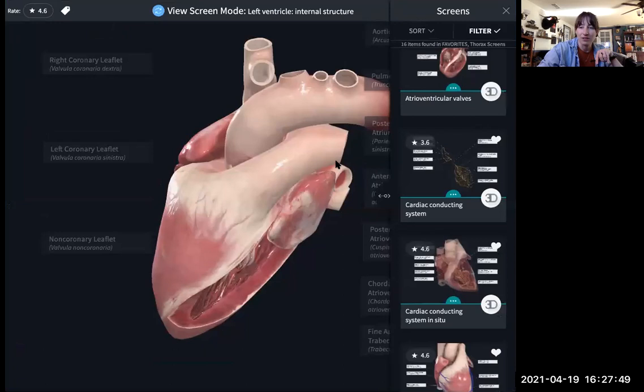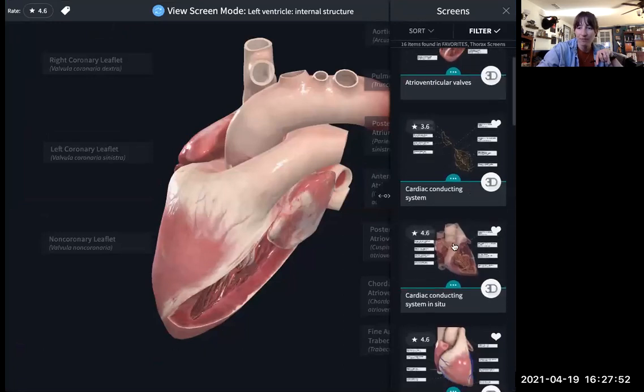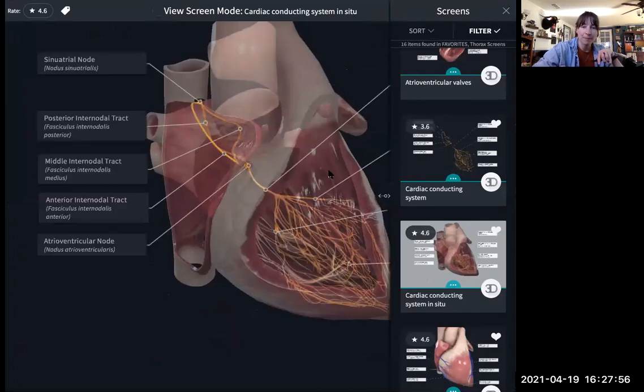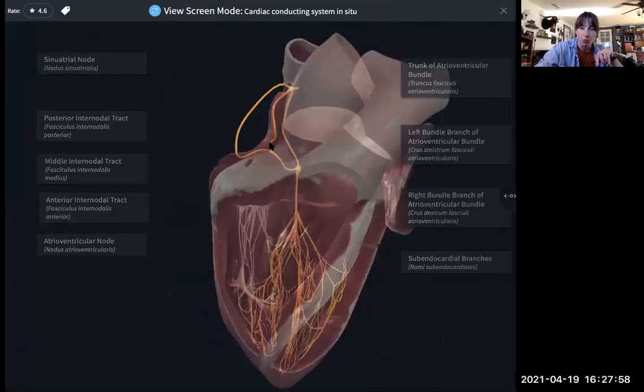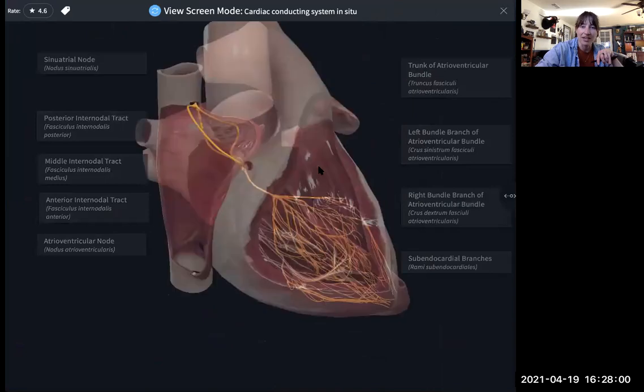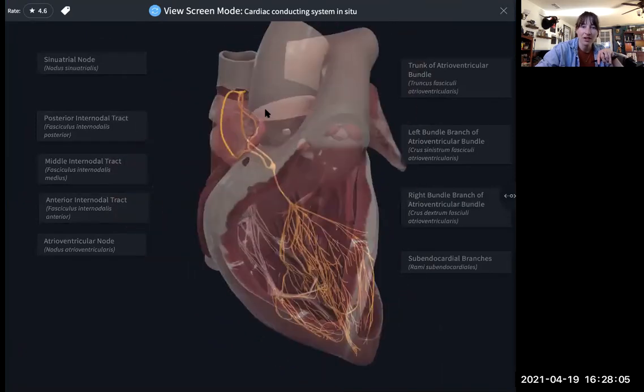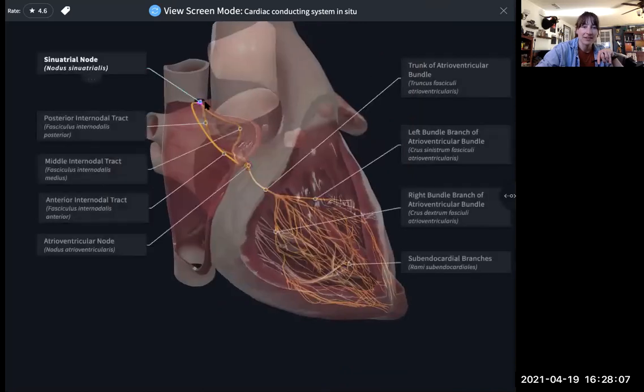Let's come back over here. This is, again, complete anatomy. We're looking at here the electrical system of the heart, okay? So here is that sinoatrial node, excuse me. So this is the SA node right here. And down here is the atrioventricular node, or the AV node right here.